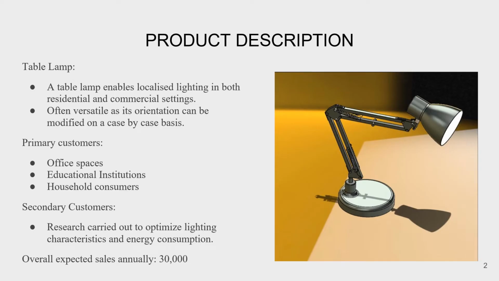Table lamps are devices that are used for localized lighting. They're used in both residential as well as commercial settings. Often they're versatile because their orientation can be changed in various different ways as we may need it.